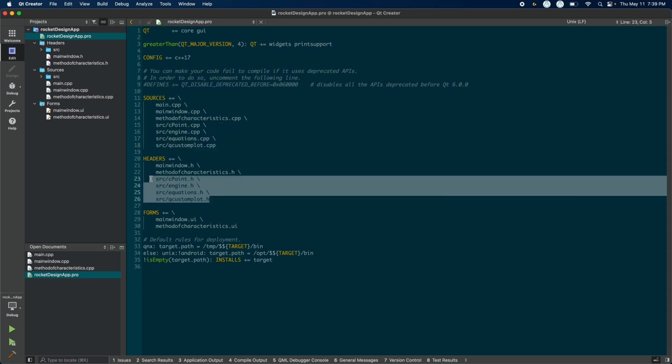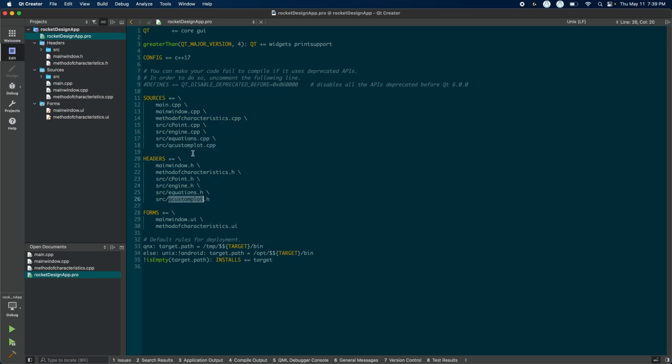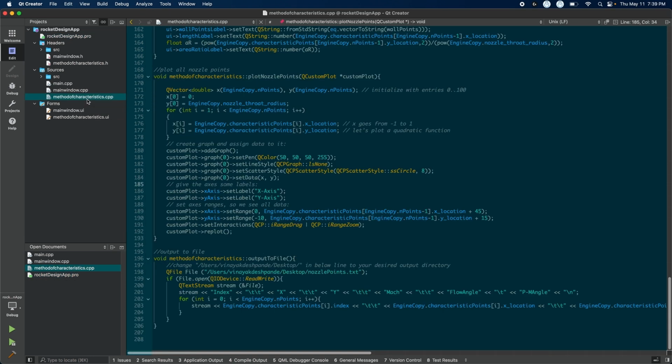Before you run the app for yourself, you need to change one thing here. So go into method of characteristics.cpp and change this path of the output to the path which you want. So in my case, I want the text file to output to my desktop, so I just used it. But you need to go to your folder wherever you want it to output and paste that directory here.